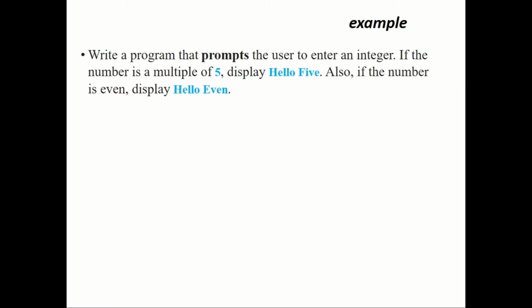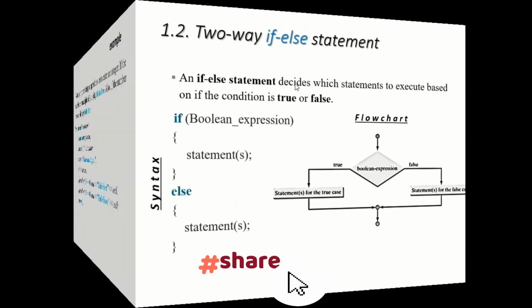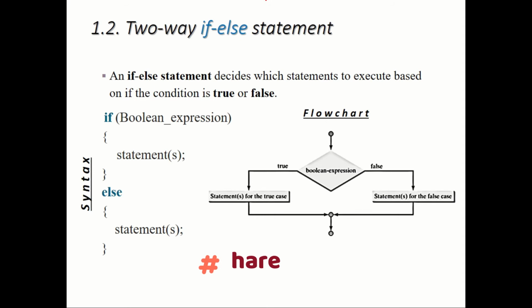Then the next one is you should write an example based on the example that I have given you, write the source code and execute it by using your C++ IDE. I use Code::Blocks for my own, you can use any other. For example, write a program that prompts the user to enter an integer. If the number is a multiple of 5 display hello 5, and also if the number is divisible by 2 the number is even. Like that you can write this and execute. Good. Then the next one, two-way if else statements.